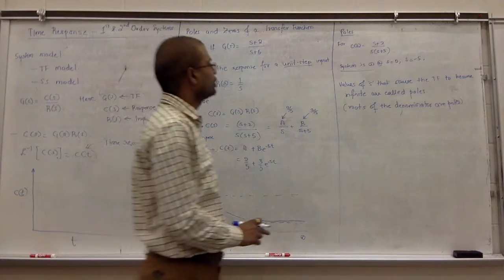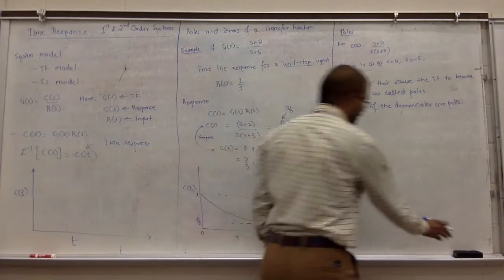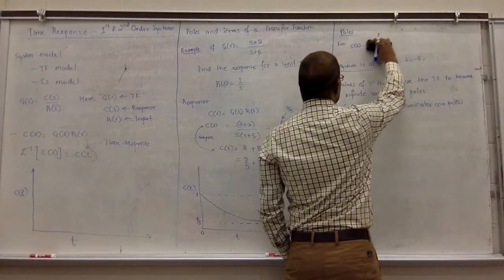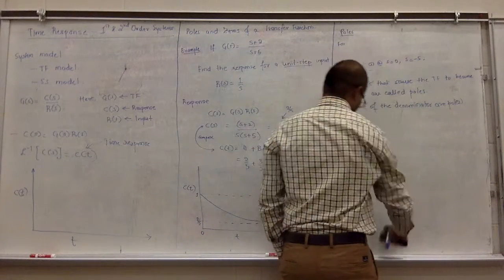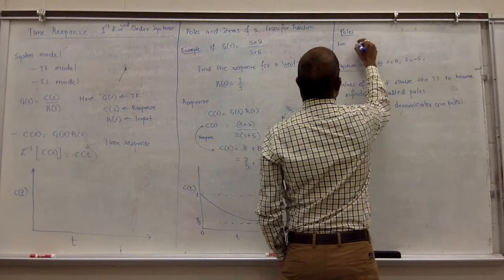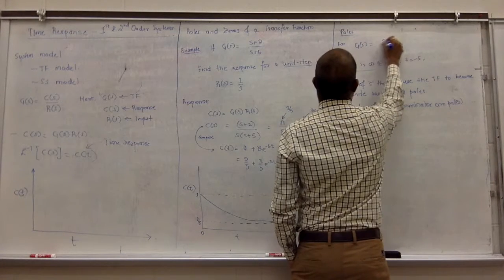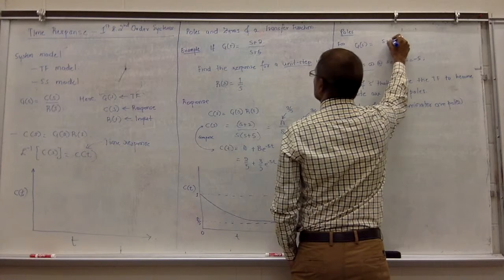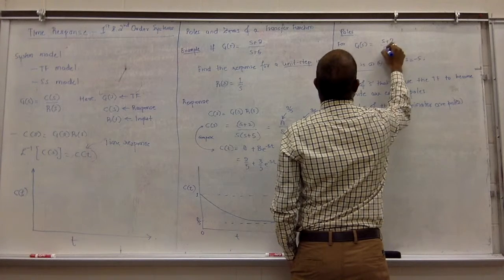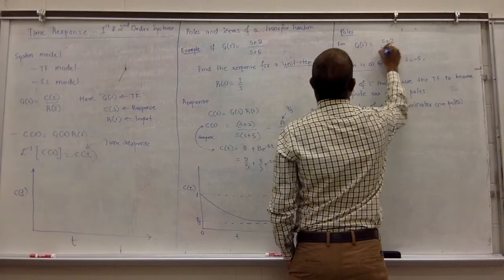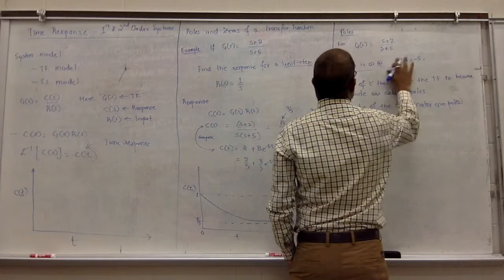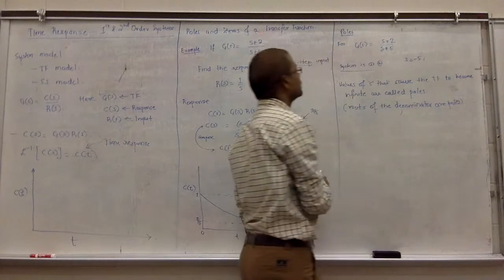So here what we do is, we don't generally take the response, we look at the system poles. So you really have to look at G of S is equal to S plus 2 over S plus 5. Let's just stick to this definition.